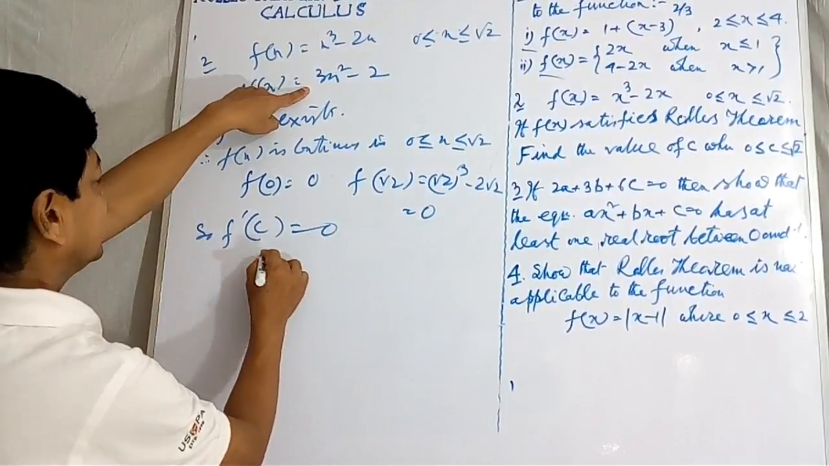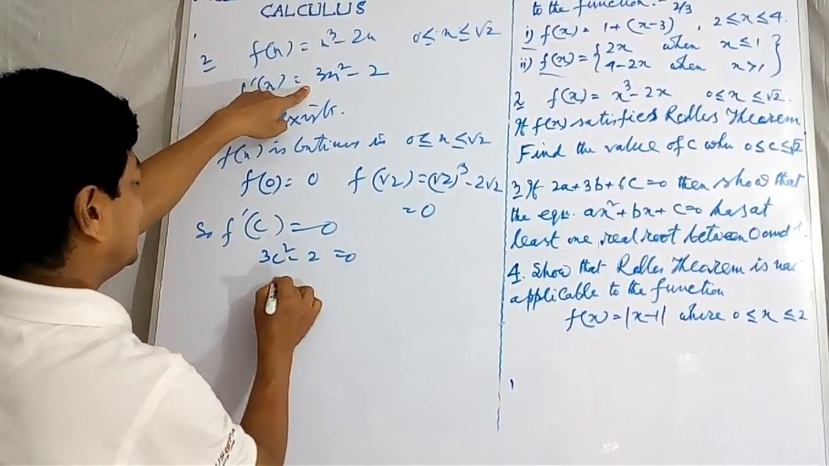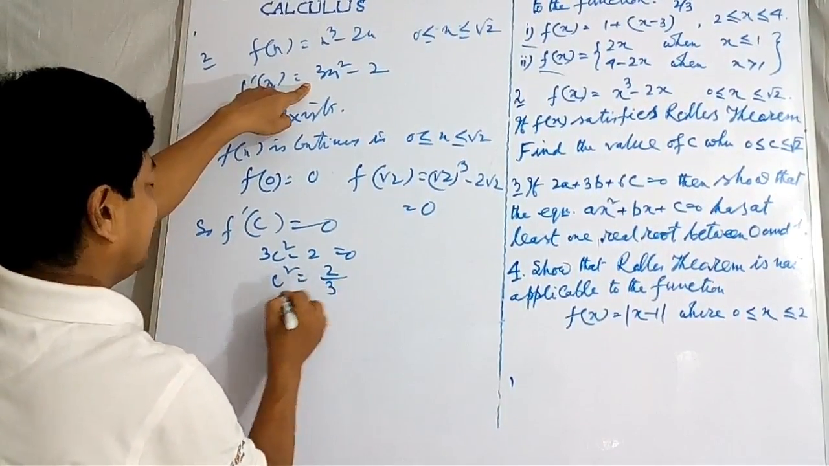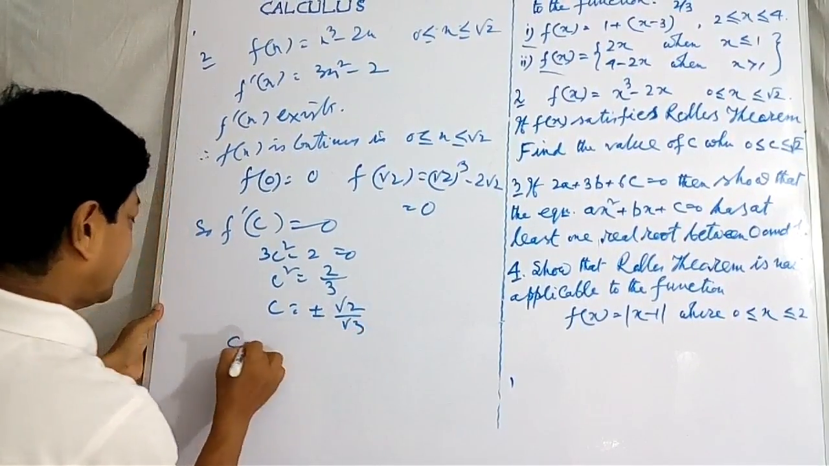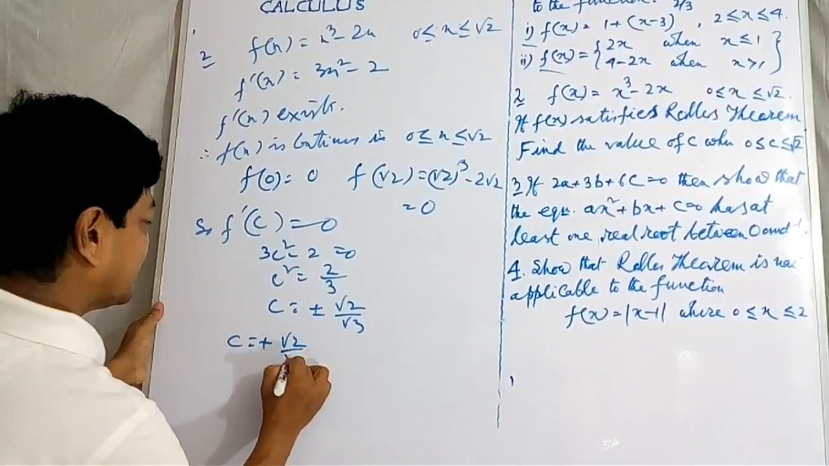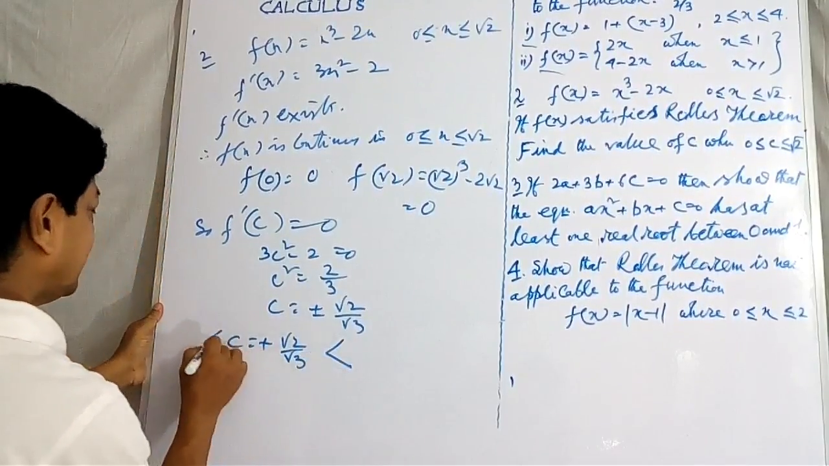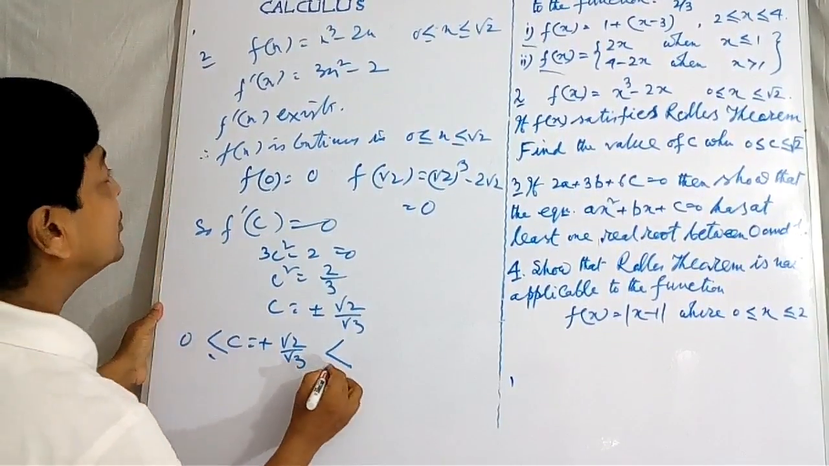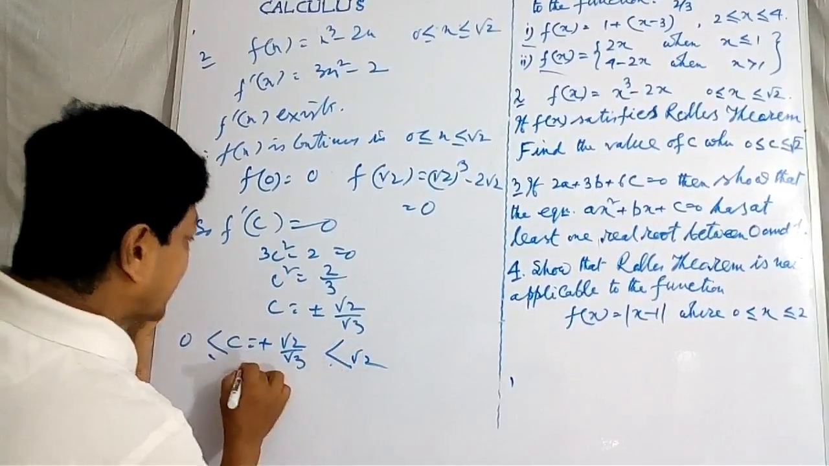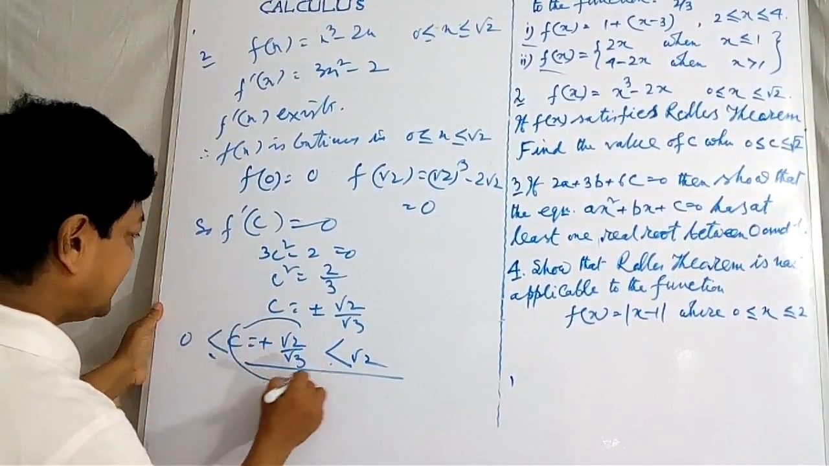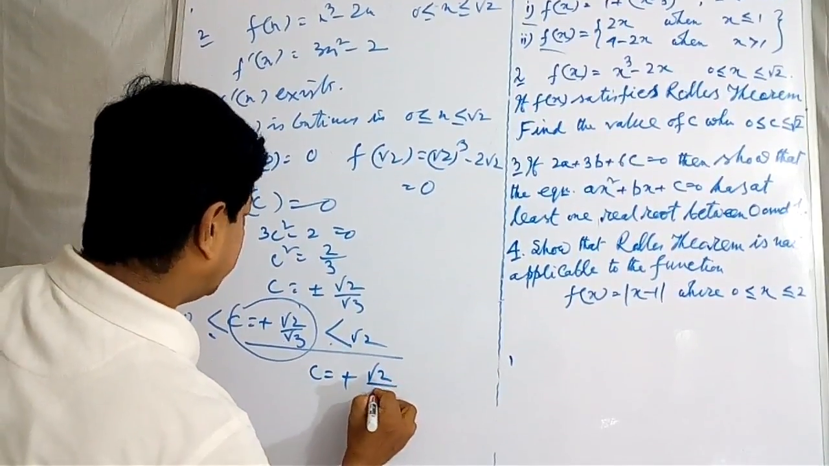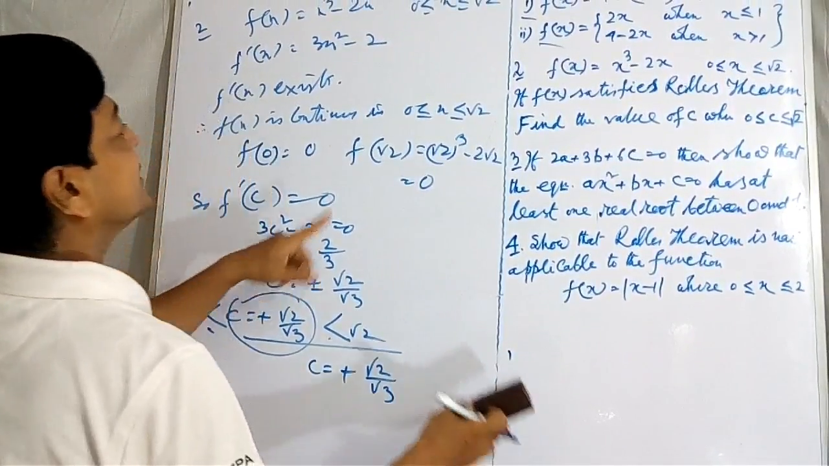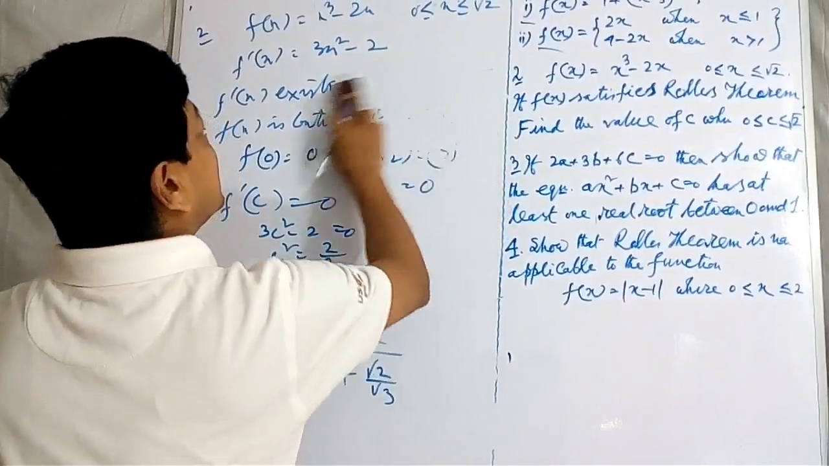What is f'(c)? 3c square minus 2 equals 0, so c square equals 2 by 3, and c equals plus or minus root 2 by root 3. c equal to plus root 2 by root 3 lies between 0 and root 2. Hence the value of c is plus root 2 by root 3. Okay, so this one is complete.